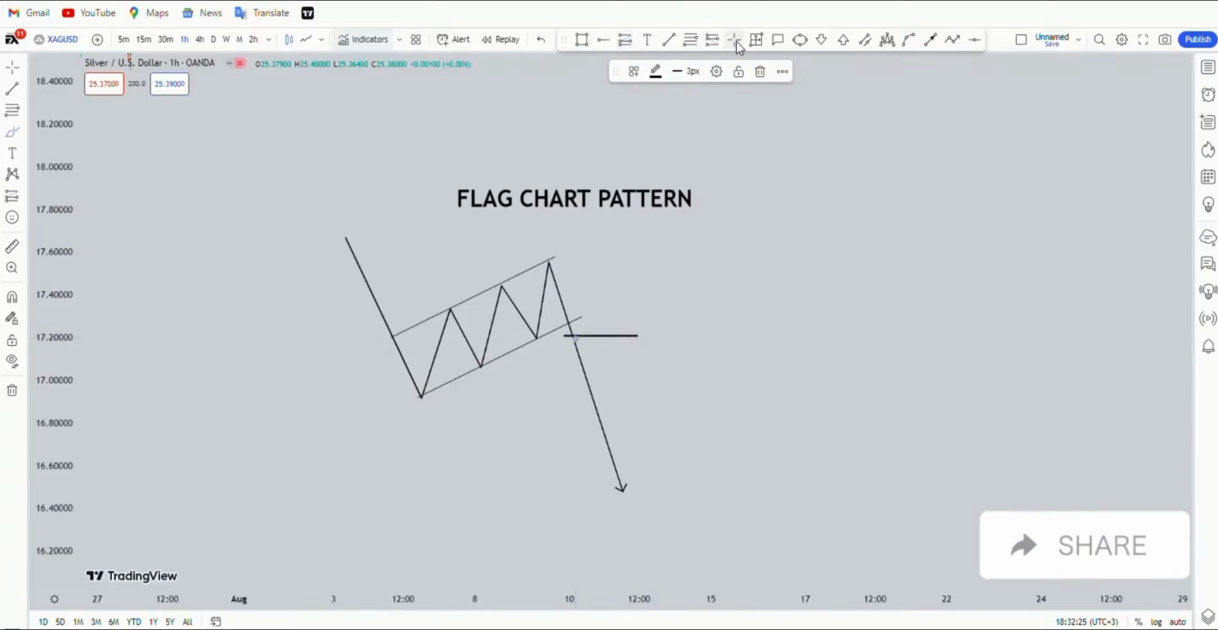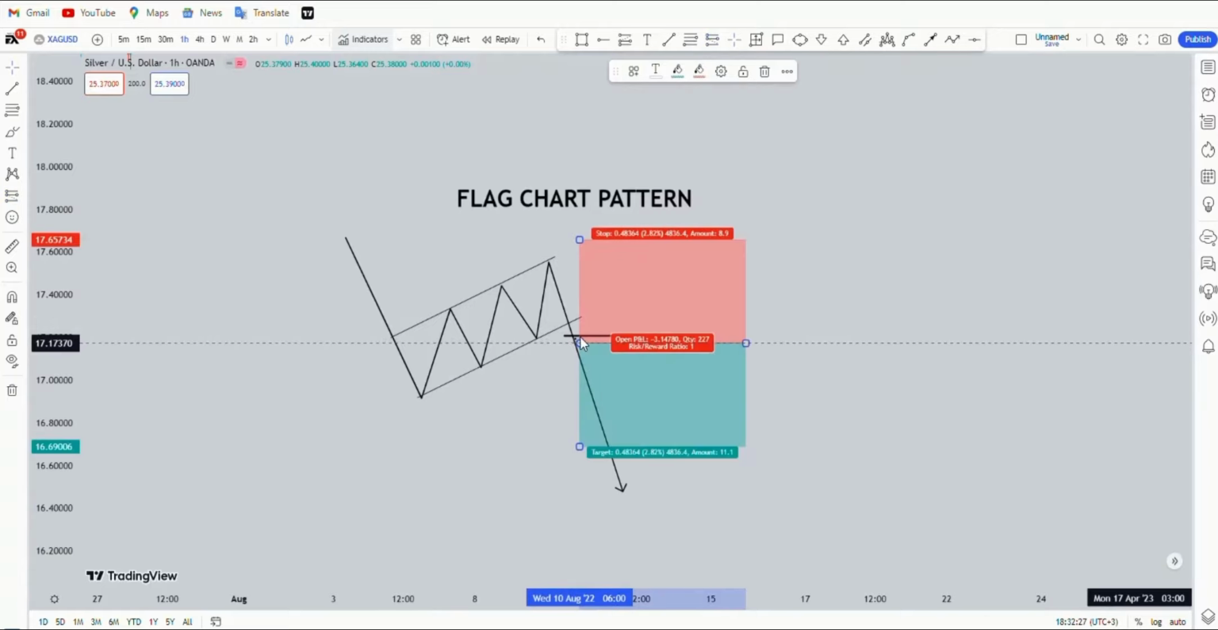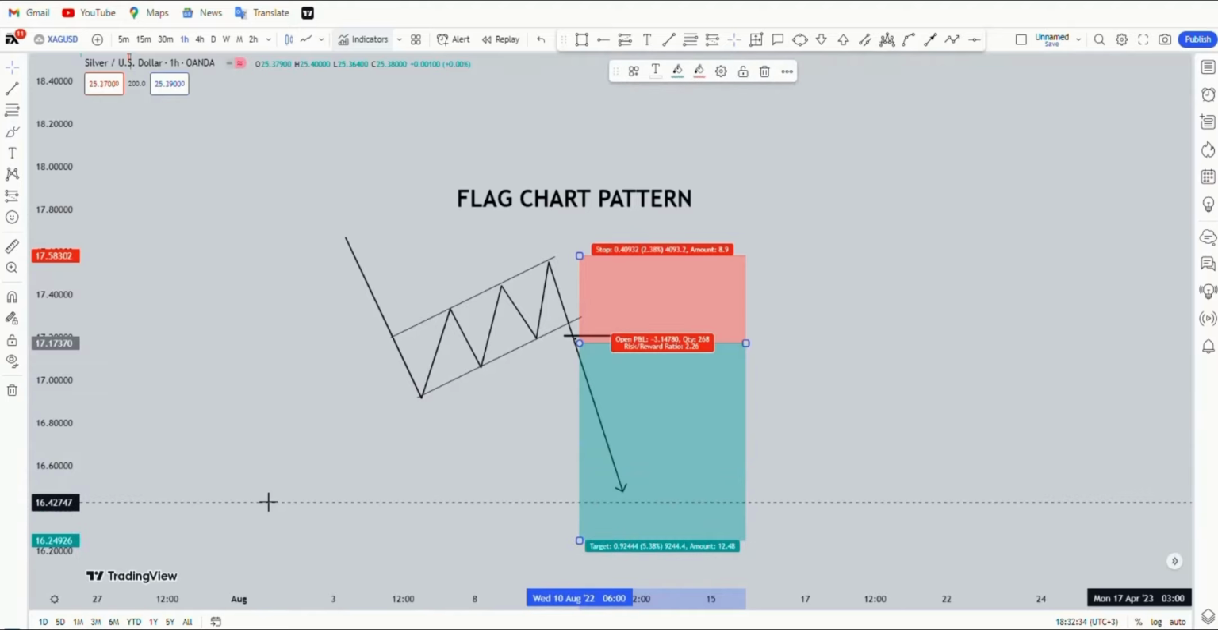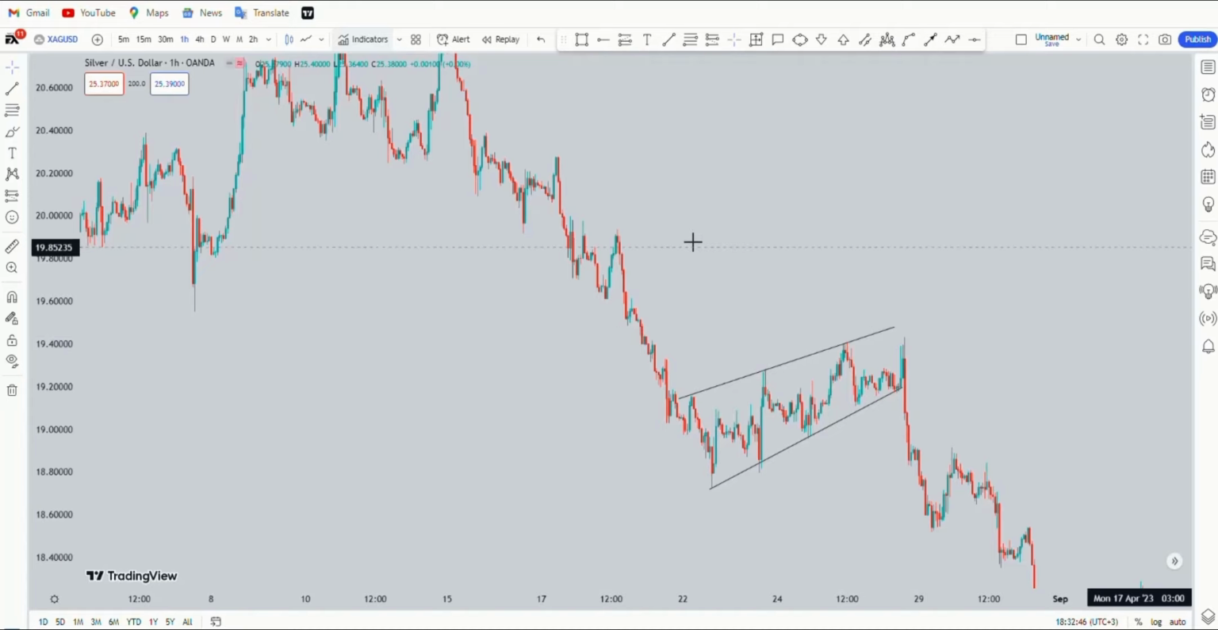And after the breakout happens, just put your stop loss above the flag and take profit all the way to the next possible reversal or reactions on that. So guys, when you look at this, what comes into your mind?